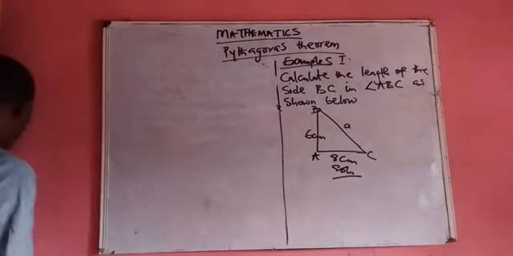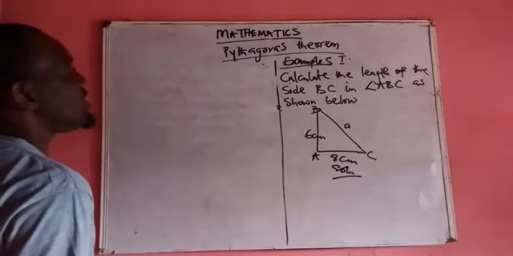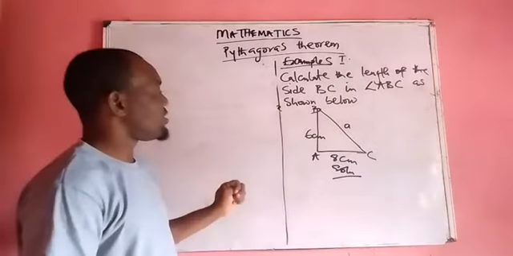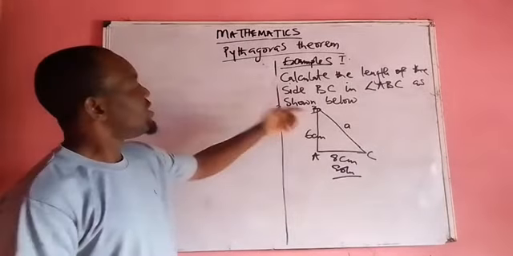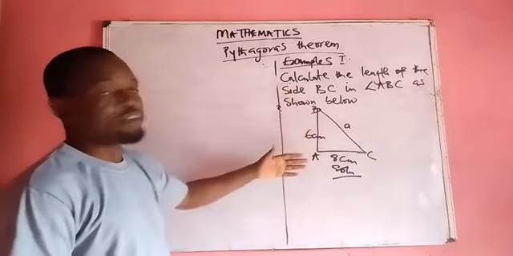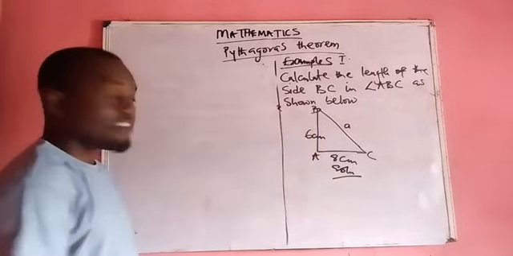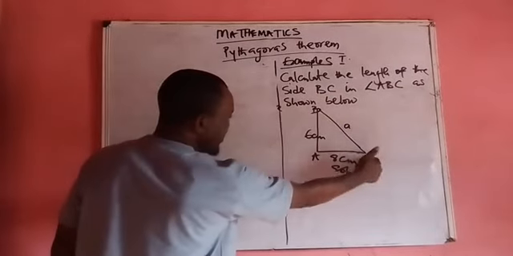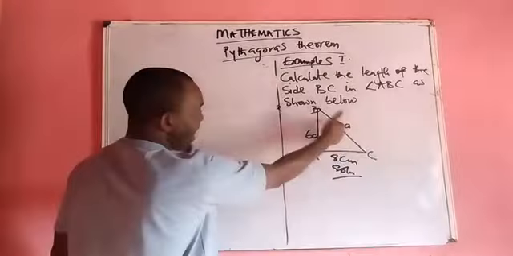Alright, now we have a question on the board. It said, calculate the length of the side BC in a right angle triangle as shown below. This is the right angle triangle. This is the question we asked. We are asked to look for the side. This is the side BC. That's to say we are looking for a side A.